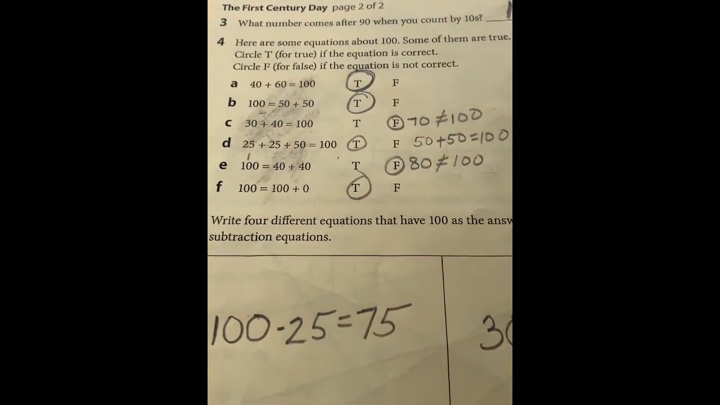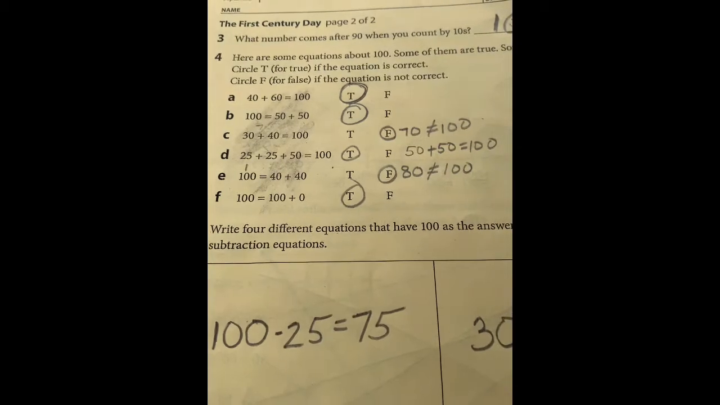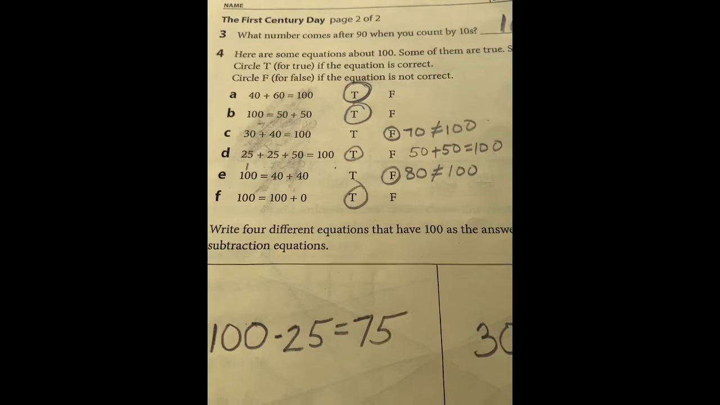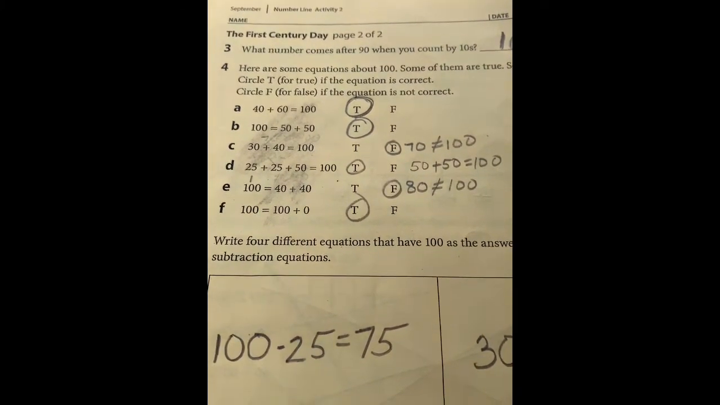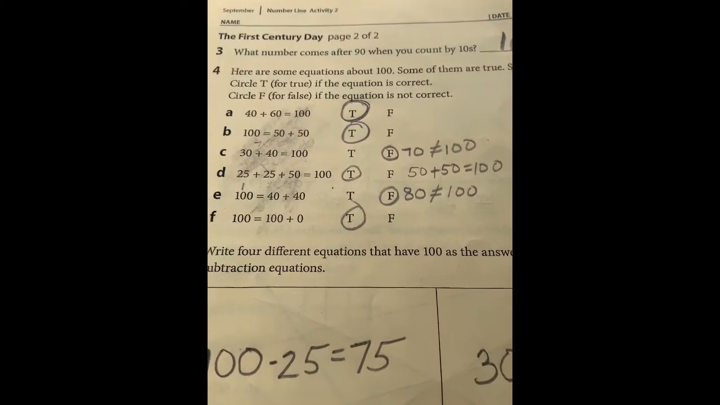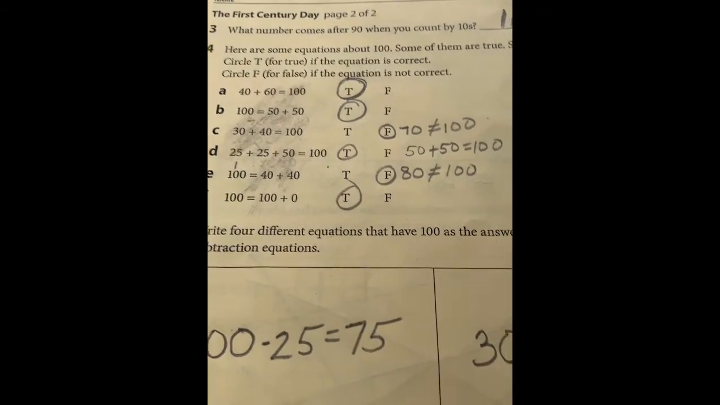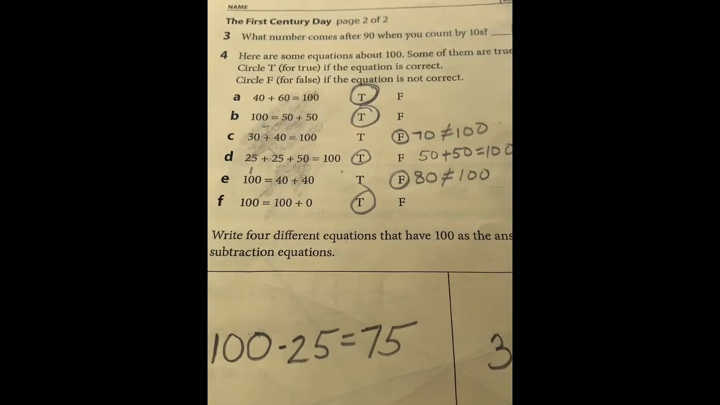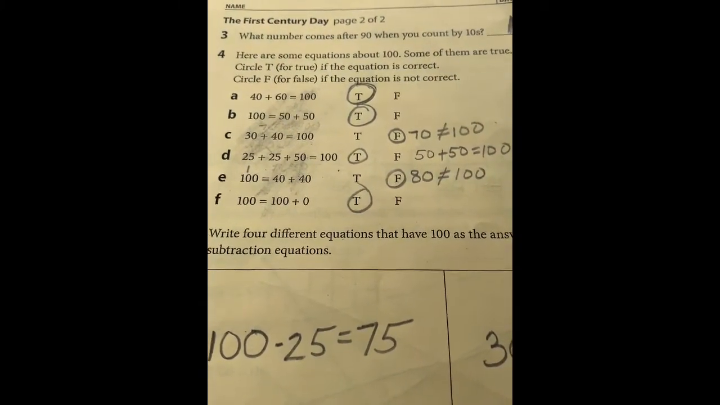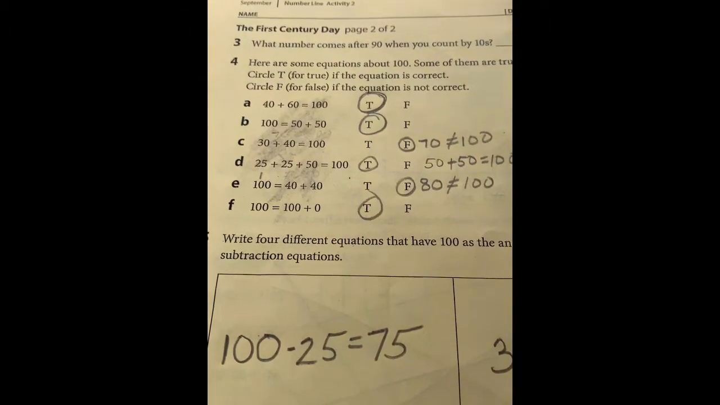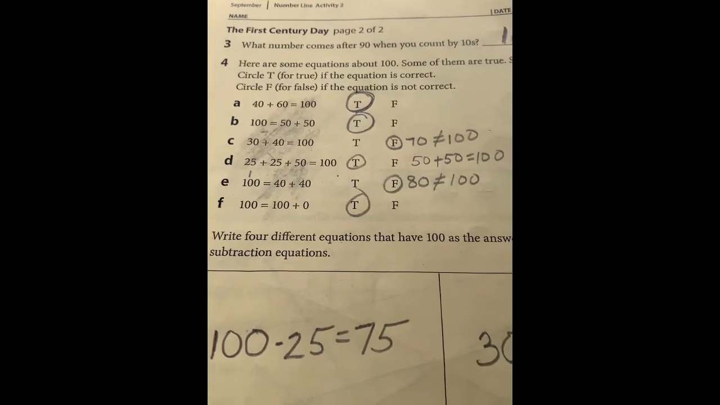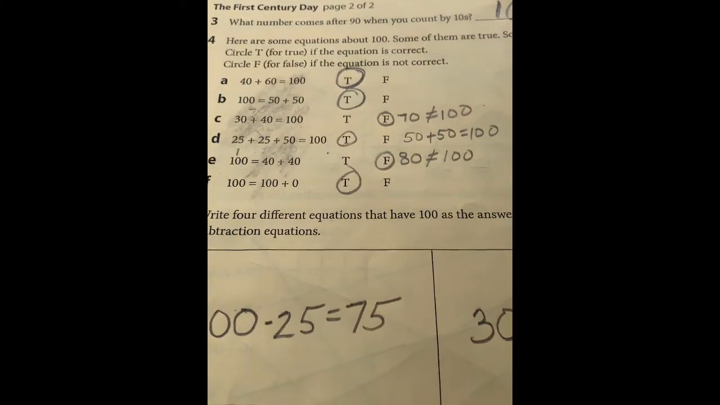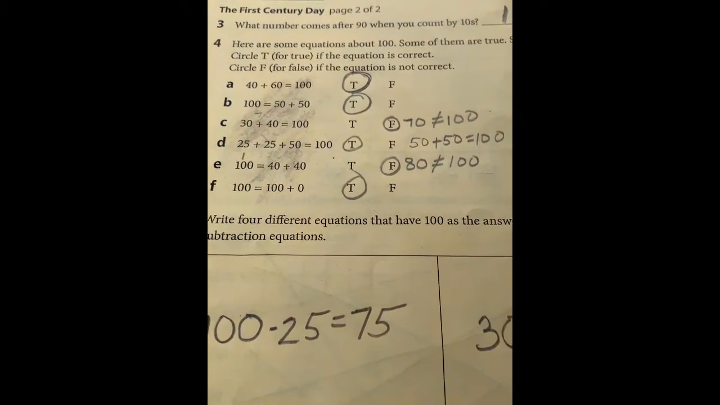100 equals 50 plus 50 for B. That is also true. C, 30 plus 40 equals 100. Well, wait a minute. 30, adding 4 more tens goes 30 to 40 to 50 to 60 to 70. And 70 doesn't equal 100, so C is false. D, we look at 25 plus 25 plus 50 equals 100. Well, we know that 25 plus 25 is 50, so the problem actually is 50 plus 50, which we saw above, and 50 plus 50 is equal to 100.